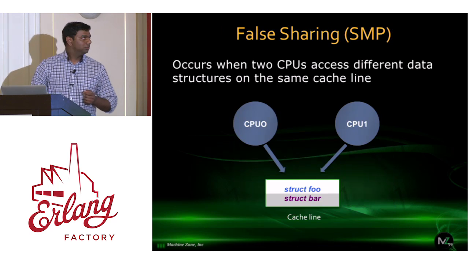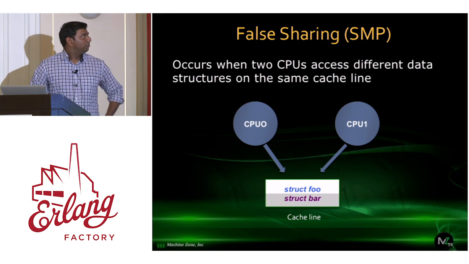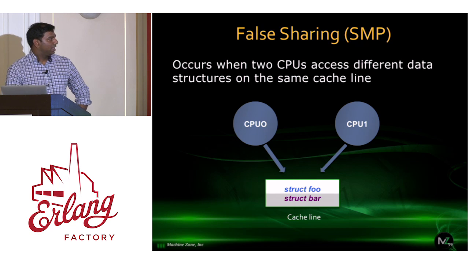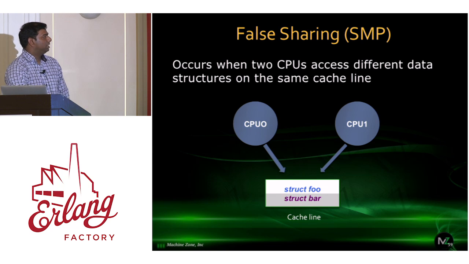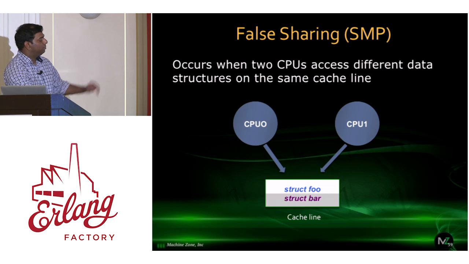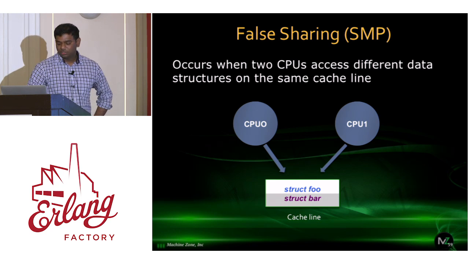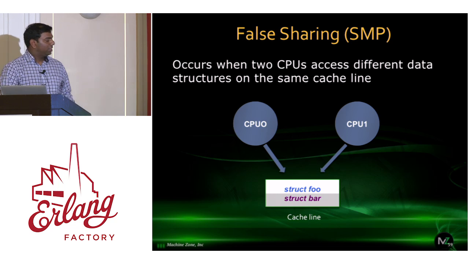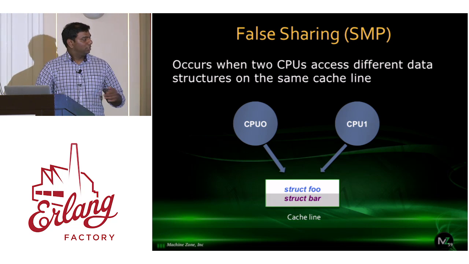Before I move on to per CPU, I wanted to show some false sharing with cache lines and show the effects of it. In this example, there are 2 CPUs, CPU 0 and CPU 1. CPU 0 is trying to modify struct foo, and CPU 1 is trying to modify struct bar. They are totally independent, but unluckily, the 2 structures fall in the same cache line.